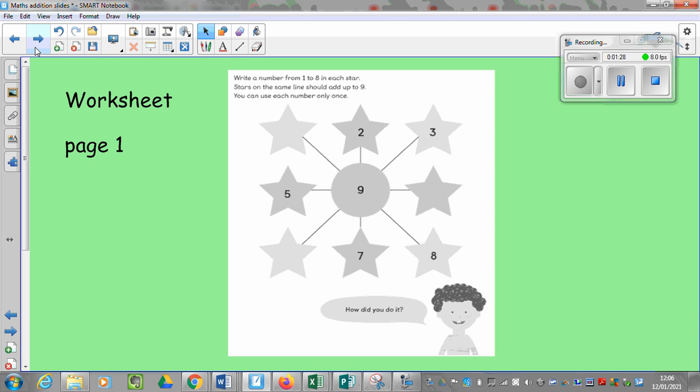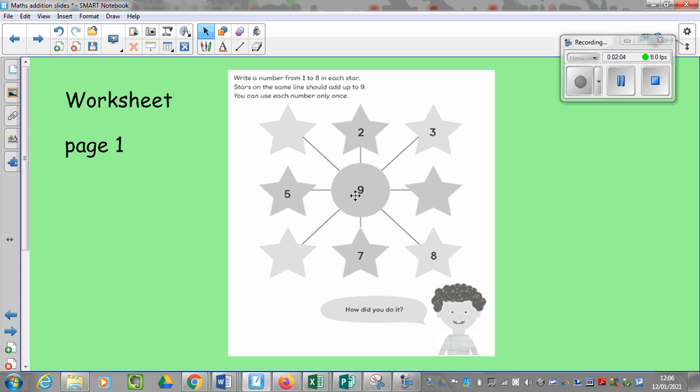Okay, so for the next section of our lesson, I would like you to have a look at the worksheet, and on the worksheet you've got this really interesting brain puzzler. It says write a number from 1 to 8 in each star. You can see that some of the numbers 1 to 8 have already been used, so you can't use those numbers again. And in the middle you've got 9, and all of the number sentences need to add up to 9. So for instance, you can see here that 7 is in line with 2, and 7 add 2 equals 9.